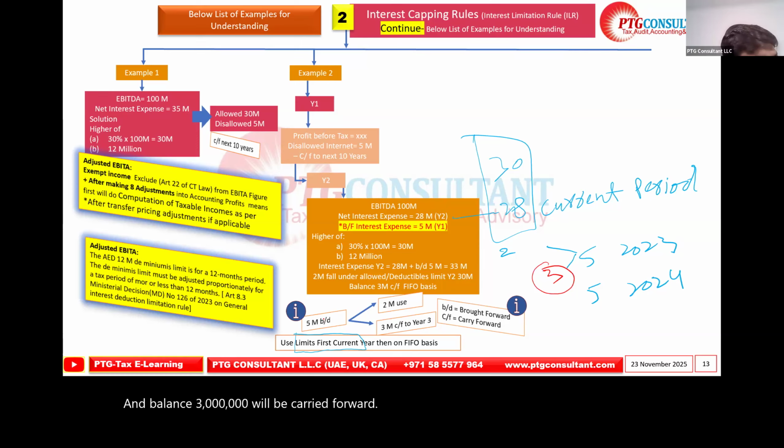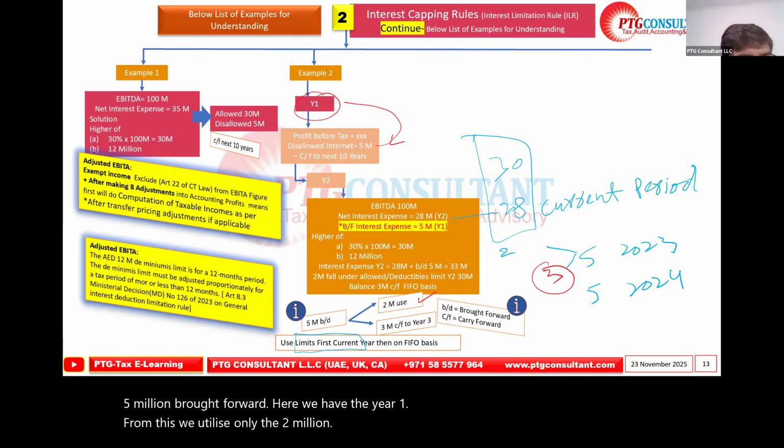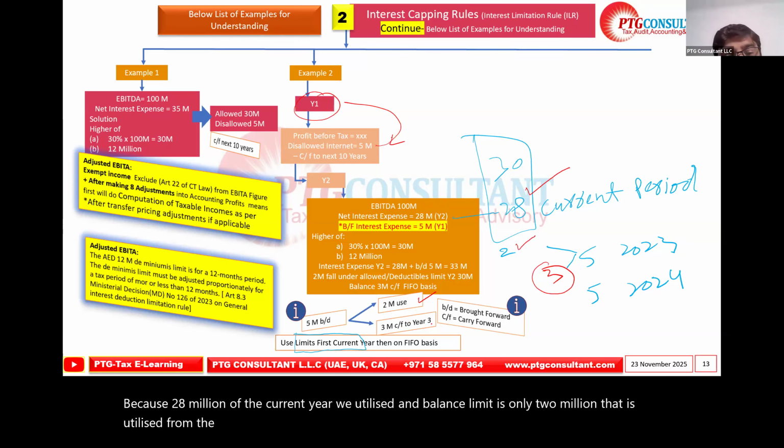5 million brought forward. Here we have year one, 5 million. From this, we utilize only the 2 million, because 28 million of the current year we utilized and the balance limit is only 2 million that is utilized from the brought forward, and the balance 3 million is carried forward to the third year for the future.